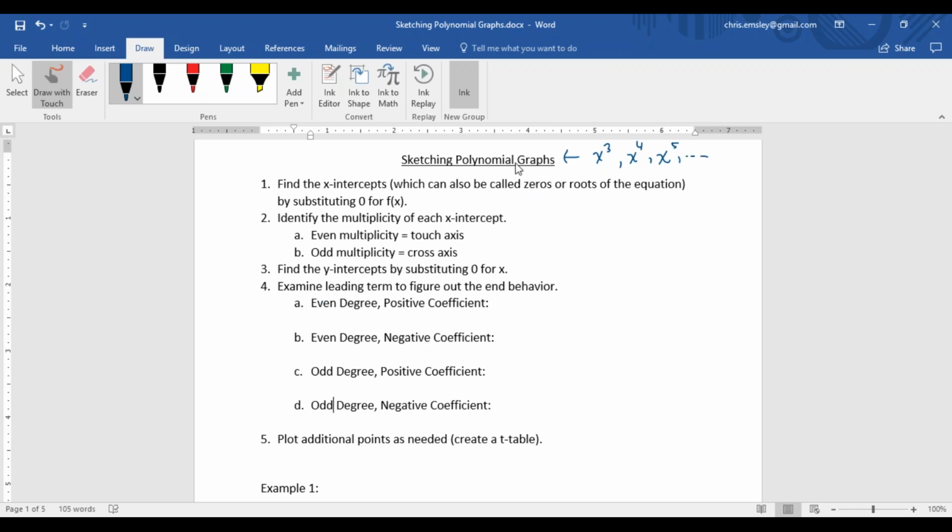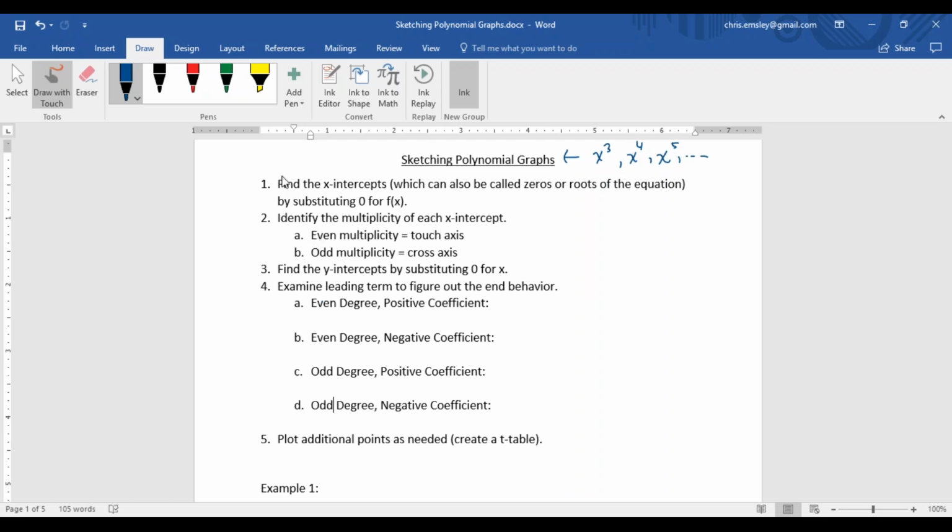Polynomials are always smooth and continuous graphs. So because of that, we can use a little 4-step method we have here to do a quick sketch. We're not going to do very precise graphs of these polynomials. We're just going to do a basic sketch to give us an idea what the shape looks like.